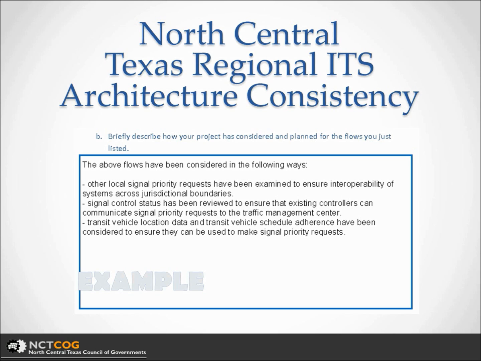The next is to make sure that the signal control status after a transit signal priority can be sent back to the Traffic Management Center so they can be aware of changes in phases and cycles of their traffic signals. The last is the transit vehicle location data and transit vehicle schedule adherence, and making sure that those can be used as part of the data in determining when a transit signal priority request is made.